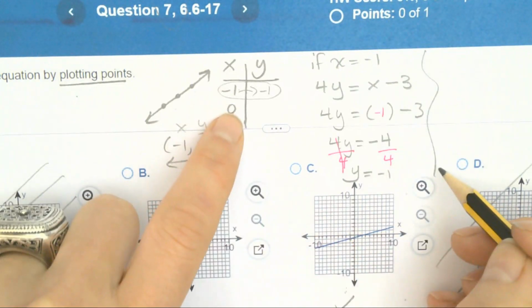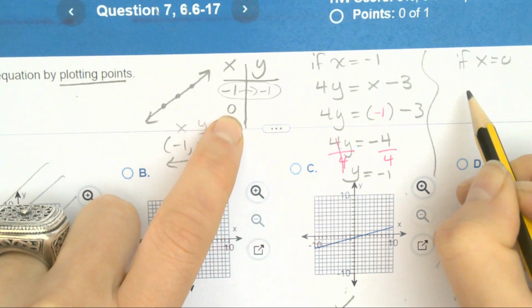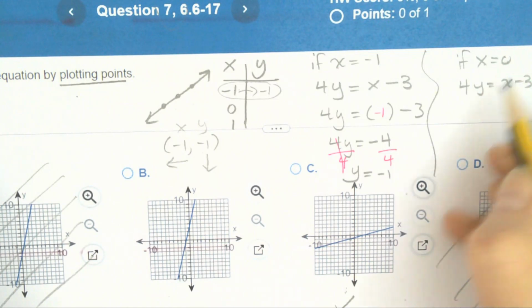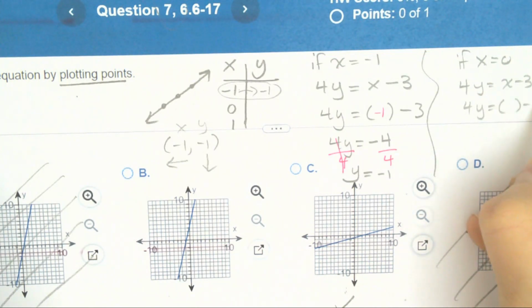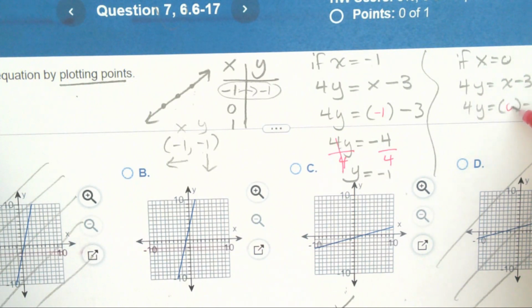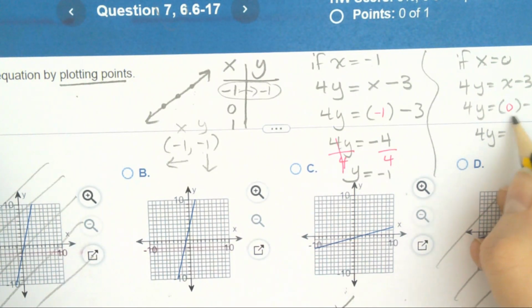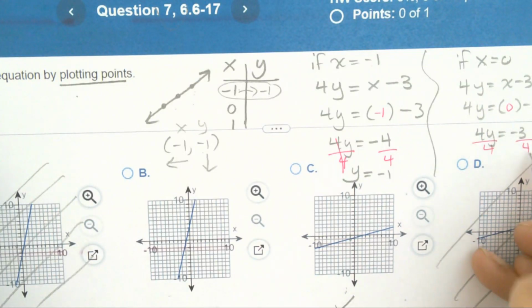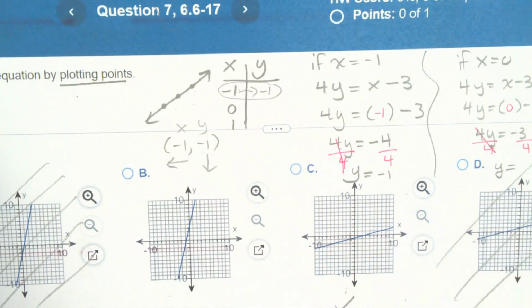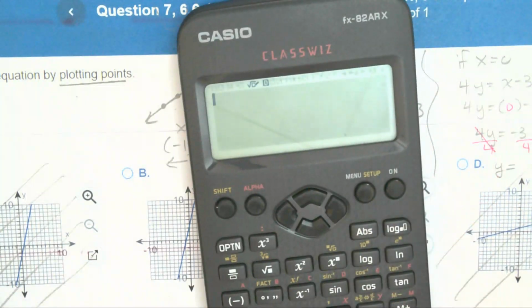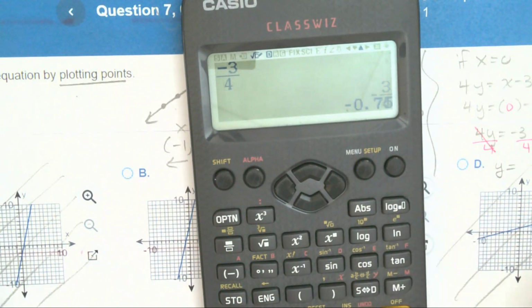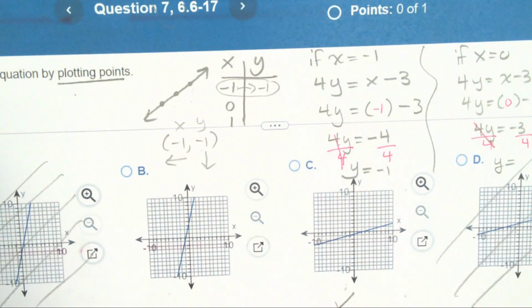So let's do 0. If x equals 0, copy out this equation. Wherever there's an x, put some brackets. So instead of x, we're going to write 0. So 4y equals 0 minus 3, minus 3. So y wants to be alone, so divide by 4, divide by 4. So y equals, because it's a point, we need it to be a decimal. So -3/4 would be -0.75. So it's like almost -1, but smaller than -1.